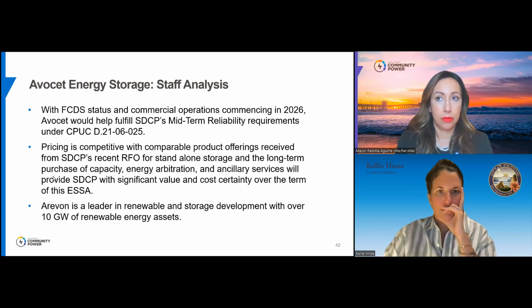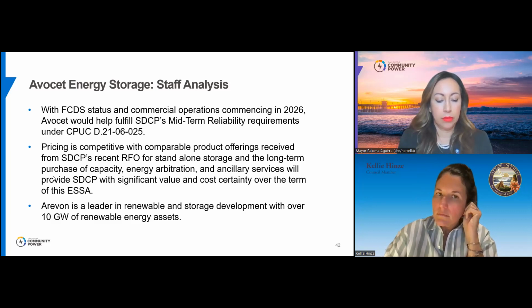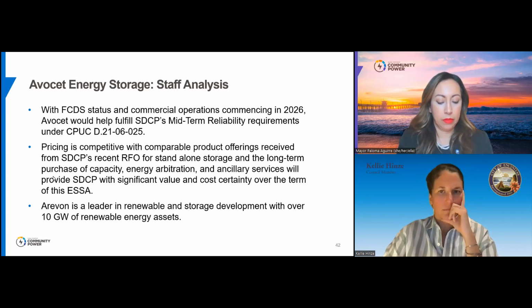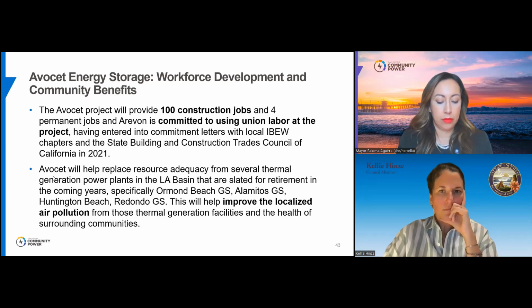And this is a well-known developer. They have a large portfolio, over 10 gigawatts. And I'll note that they're the same developer of another project in our portfolio, the Vikings solar storage project. So we have a good track record with them. They have a good track record of these projects online.